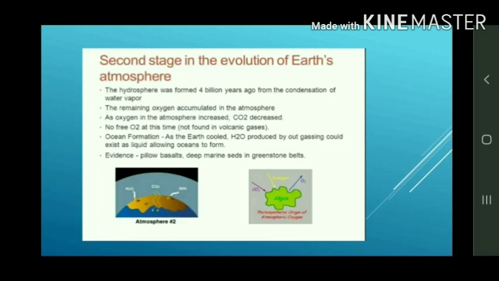Second stage in the evolution of Earth's atmosphere. The hydrosphere was formed 4 billion years ago from the condensation of water vapor. The remaining oxygen accumulated in the atmosphere. As oxygen in the atmosphere increased, carbon dioxide decreased. No free oxygen could be found in volcanic gases at this time. Ocean formation: as the Earth cooled, water produced by outgassing could exist as liquid, allowing oceans to form. Evidence: basalts, deep marine sediments in greenstone belts.